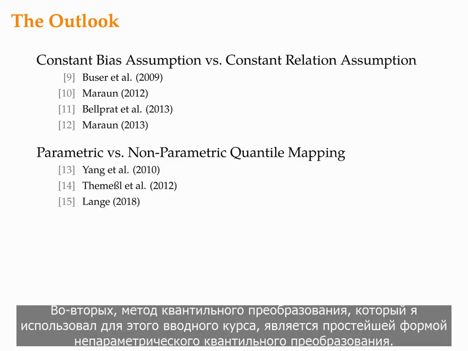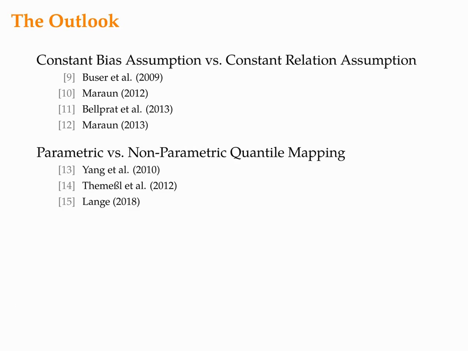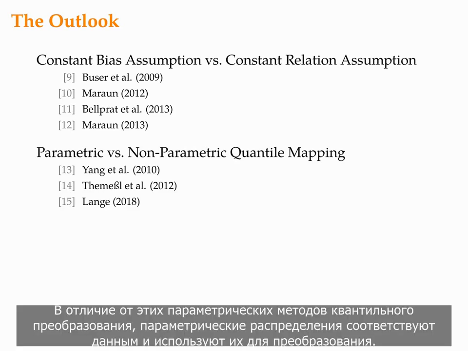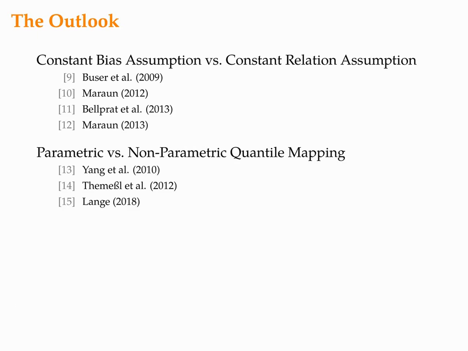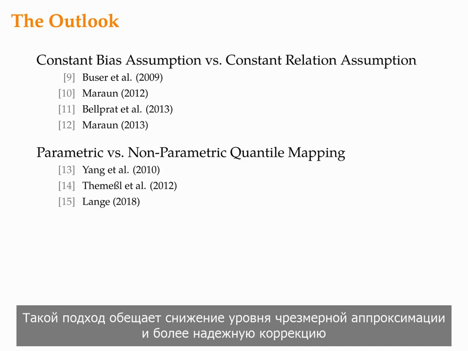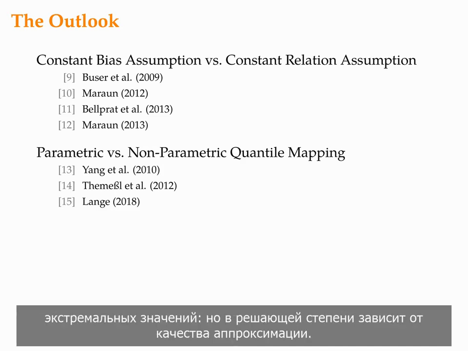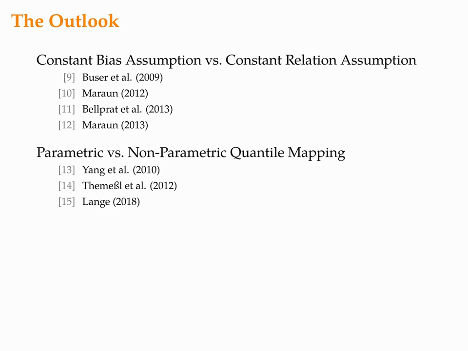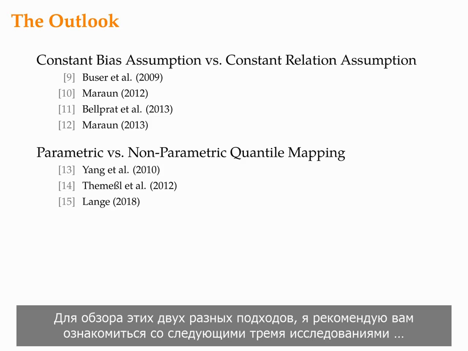Secondly, the quantile mapping method I used for this introduction is the most simple form of a non-parametric quantile mapping method. In contrast to these, parametric quantile mapping methods fit parametric distributions to the data and use those for the mapping. This approach promises reduced overfitting and a more robust correction of extreme values, but crucially depends on the goodness of fit. For an overview of these 2 different approaches, I recommend you read the following 3 papers.